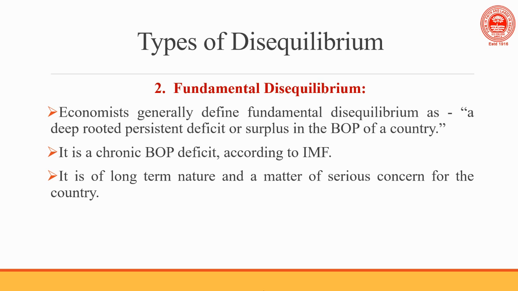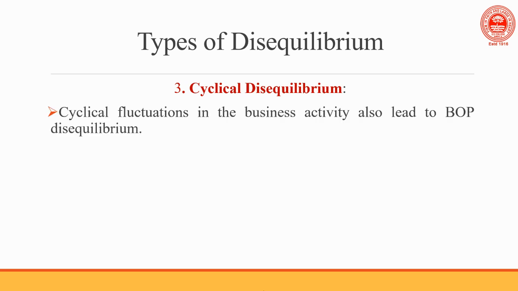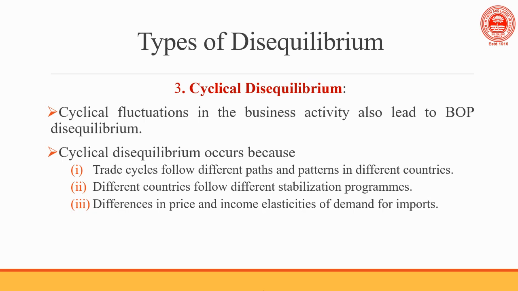The third kind of disequilibrium that may exist for any economy is the cyclical disequilibrium. The cyclical fluctuations in the business activity also lead to balance of payment disequilibrium, and this kind of disequilibrium occurs because the trade cycles follow different paths and patterns in different countries. For example, the trade cycles may be different in India as compared to that in Japan. So, any kind of trade between India and Japan would be affected by the difference of the trade cycles in both the nations.